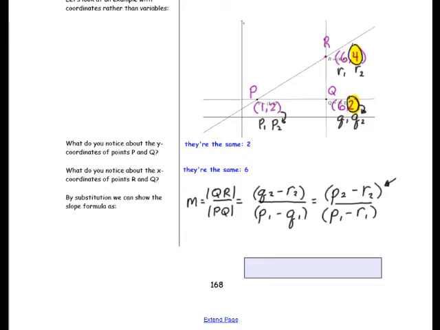So we have, using these numbers, 2 minus 4. And then the run is the difference in the x-coordinates. P sub 1 minus r sub 1. So then we have 1 minus 6. So we have negative 2 over negative 5, which will give us 2 over 5 for our slope.